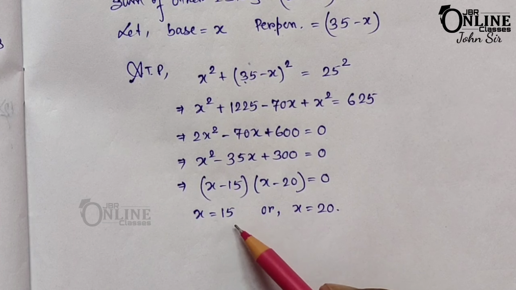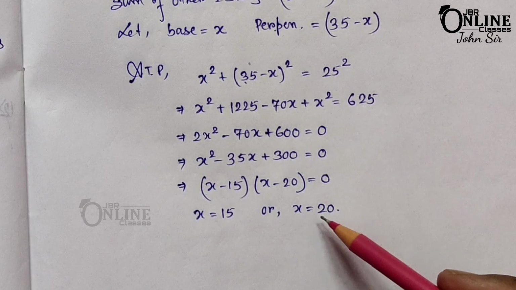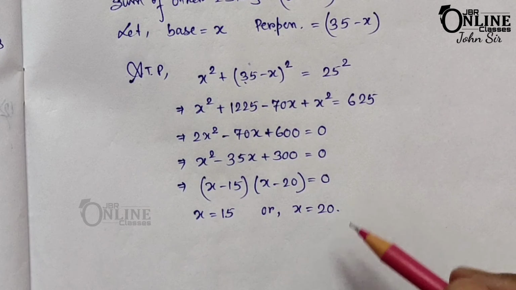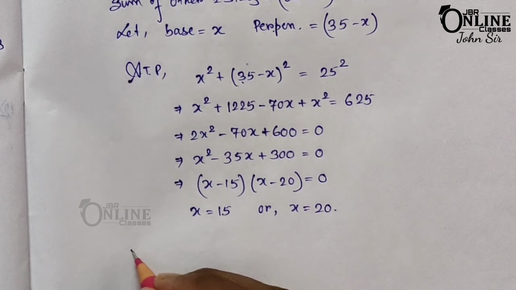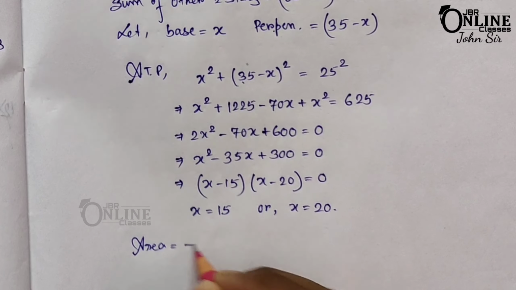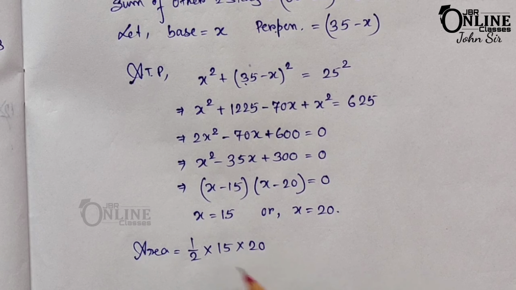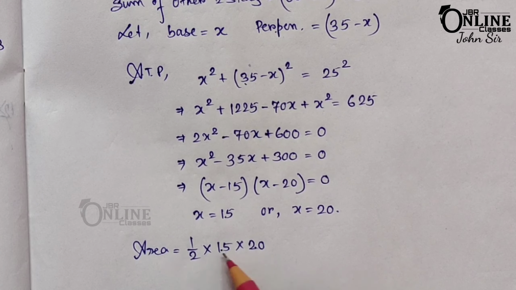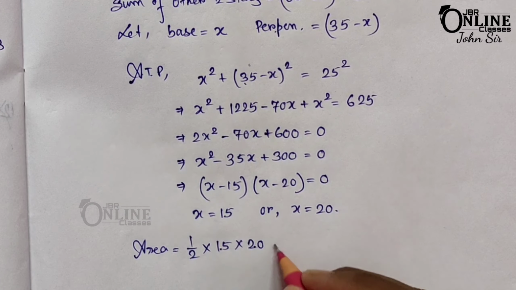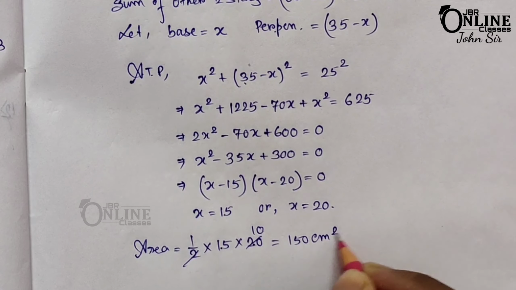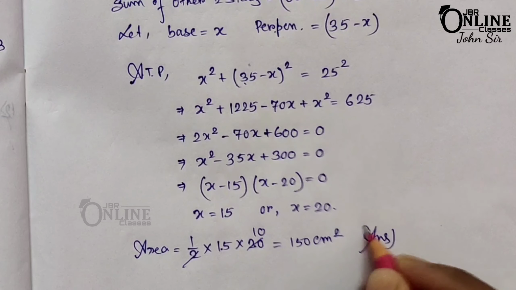That means if base equal to 15 and perpendicular equal to 20, or you can take perpendicular equal to 15 or base equal to 20, it doesn't matter, because to find the area, it is half into base into perpendicular. So it means half into 15 into 20 or half into 20 into 15, it's the same thing. So it will be now 150. So 150 centimeter square is your answer.